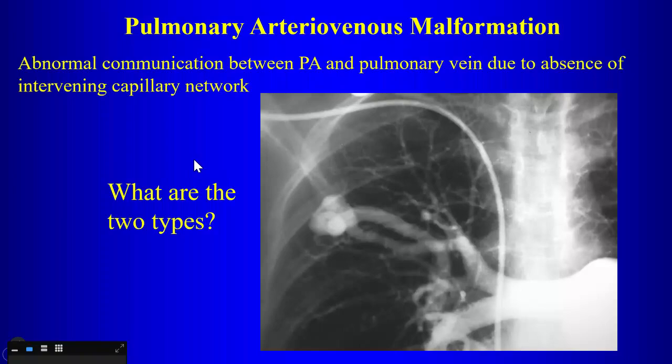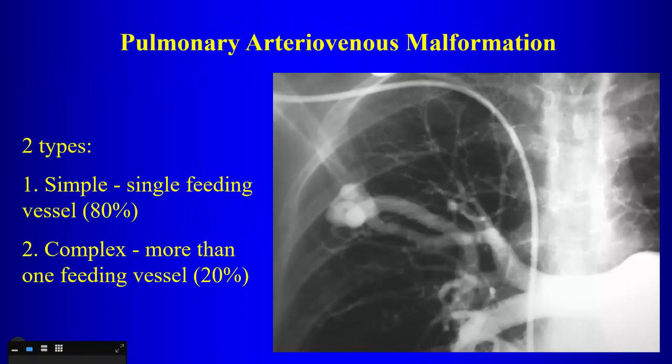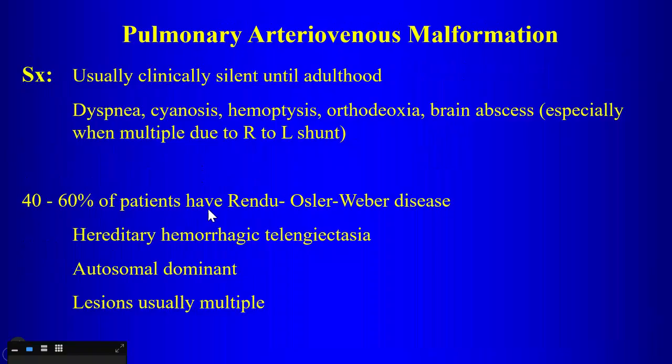These are classified into two types. The two types of pulmonary AVMs are simple and complex. Simple if there's a single feeding vessel, complex is if there's more than one feeding vessel.